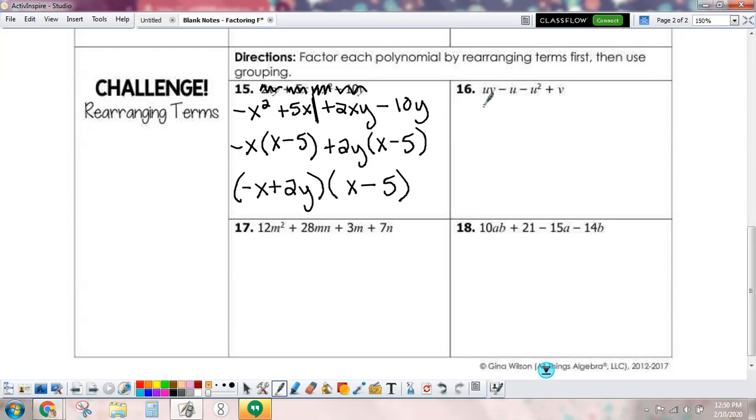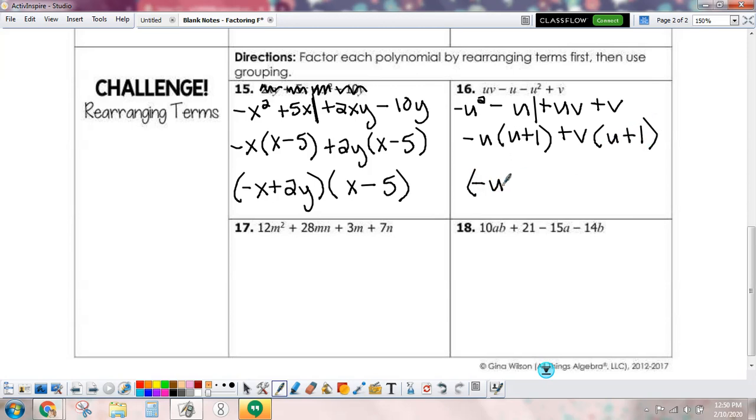All right, for number 16, when you rearrange it, the best way to rearrange it would be in order. Then when you factor it, you have negative u plus 1, and then plus v, u plus 1, and then you have negative u plus v times parentheses u plus 1.